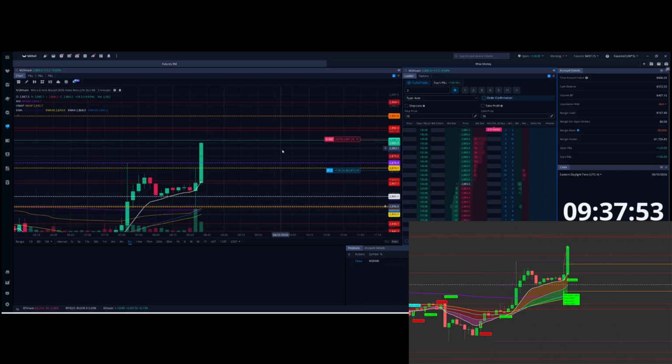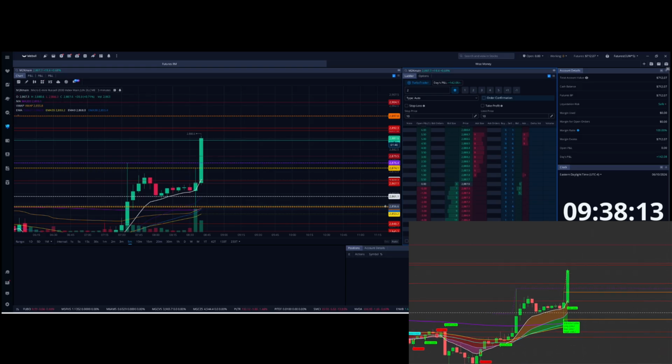2886.7. We got it a little higher. We want a little bit more push. Got it. All right, that was a good move. We got our ORB long also indicated.